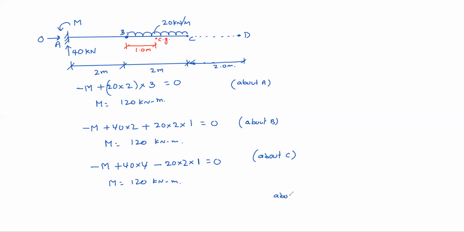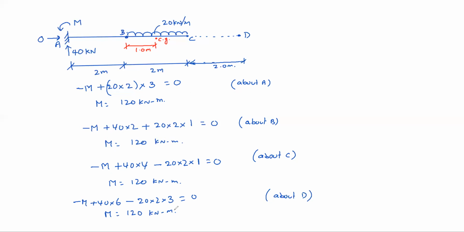Suppose about D, if you take about D, it will be like this, minus M plus 40 into 6. See, that load actually creates anti-clockwise moment. So minus 20 into 2 is the load, and its central distance about D is 3 meters, equal to 0. So M equal to 40 into 6, 240 minus 120. So 240 minus 120 is 120. So you should observe this. The moment can be taken about any point, whether it is on the structure or it may be outside of the structure. Nothing wrong in that.